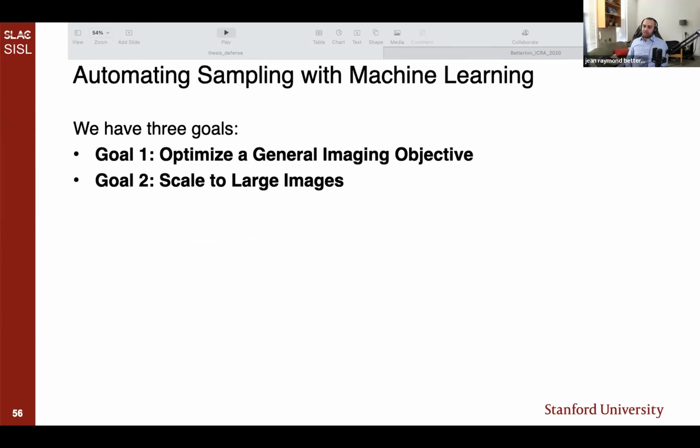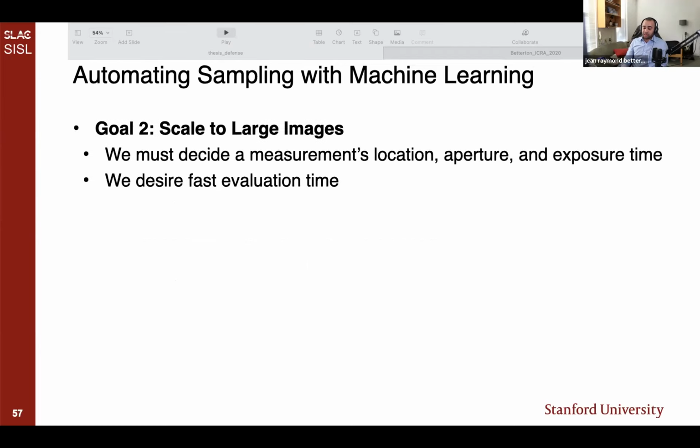So our second goal is that we want to scale to large images, typically represented by thousands or even millions of pixels. And this is challenging not only because of the size, but also because the output space that we have to consider is very large. There's countless combinations of measurements that we can take when we're measuring these images. For every measurement, we have to decide a location, an aperture, and an exposure time, in addition to the order in which they take place, because the order affects the travel time.